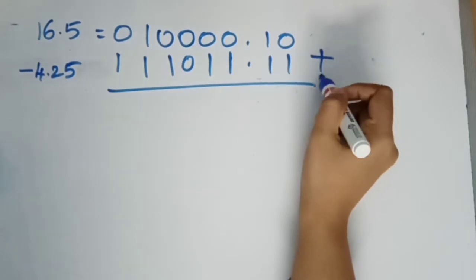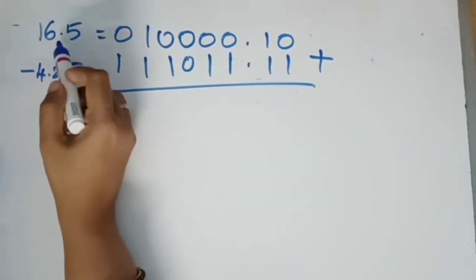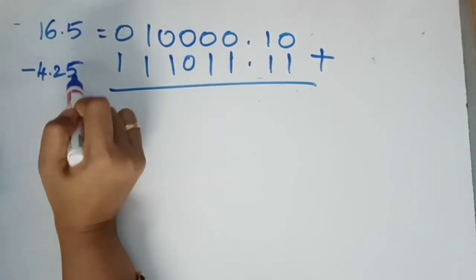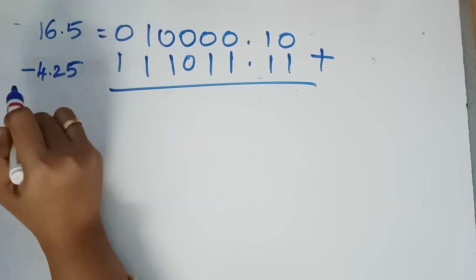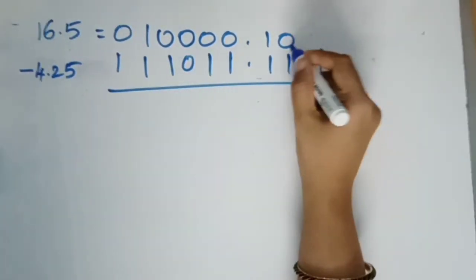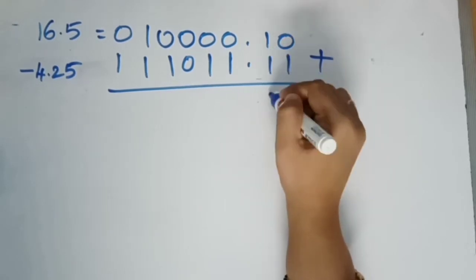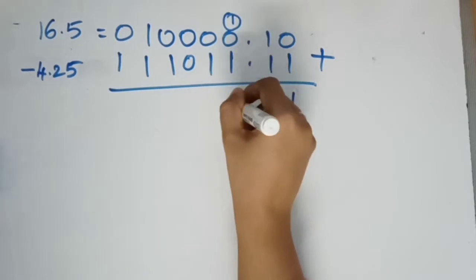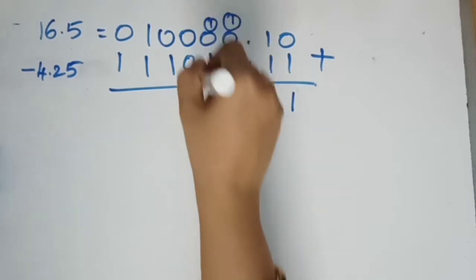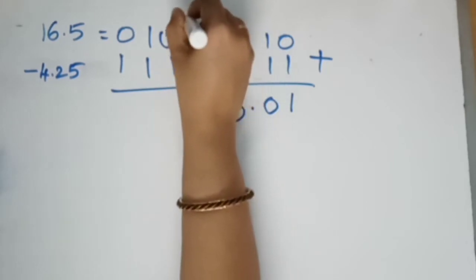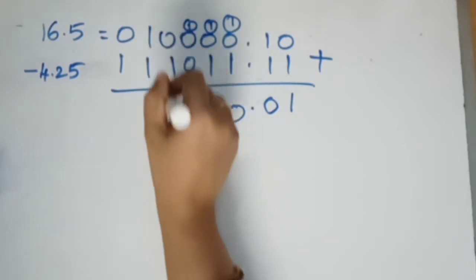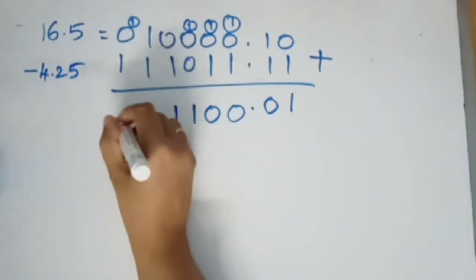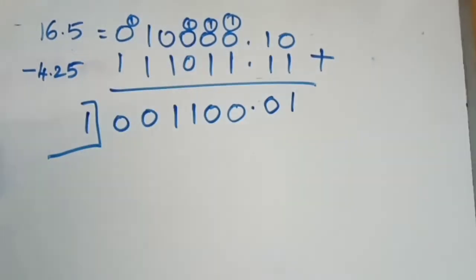Why are we adding? Because this is minus 4.25. So it is 16.5 plus minus 4.25. How are we expressing minus 4.25? Using the 2's complement method. Now when you add, 0 plus 1 is 1, 1 plus 1 is 0, carry 1. 1 plus 1 is 0, carry 1. 1 plus 1 is 0, carry 1. So 1, 1, 0, carry 1, 0, and you get a carry which you will discard.